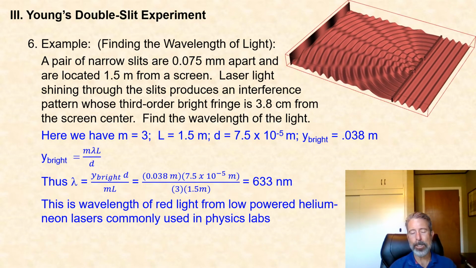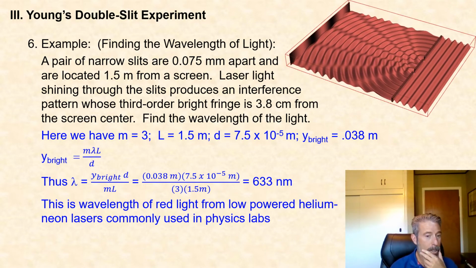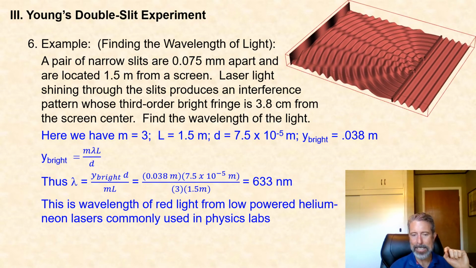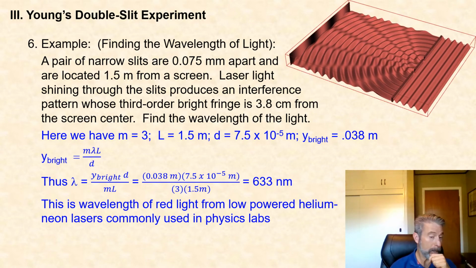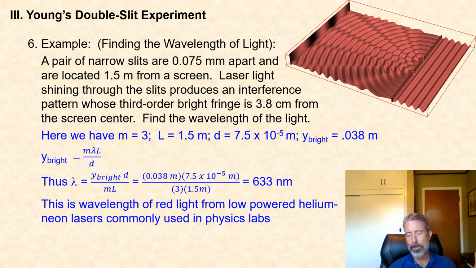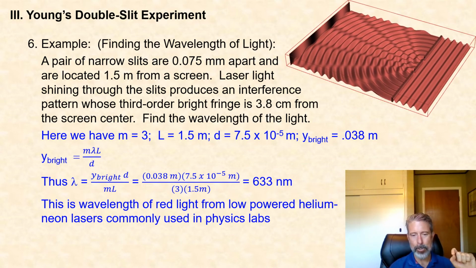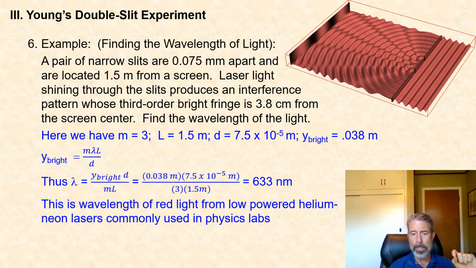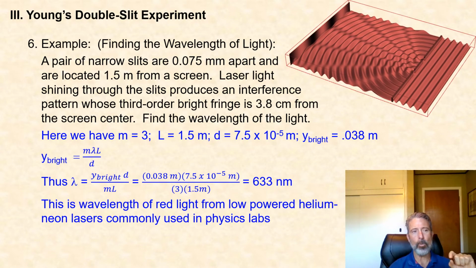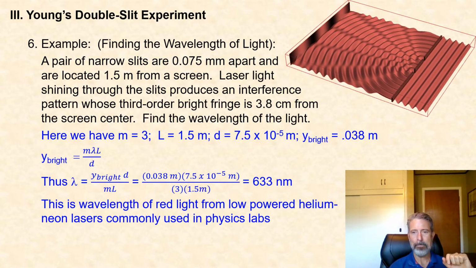Well, I guess it was initially in meters. We converted it to that. Just want to point out here that this is the wavelength of red light from a low-powered helium neon laser that is commonly used in physics laboratories. So you can see here that by conducting this double slit experiment and using its data, we can very accurately determine the wavelength of light.